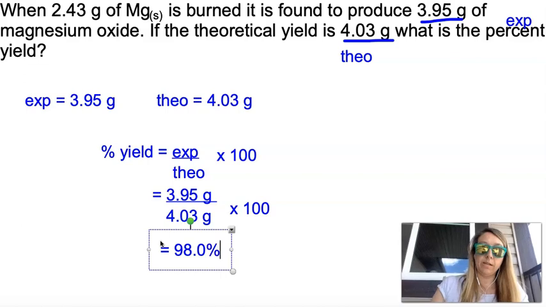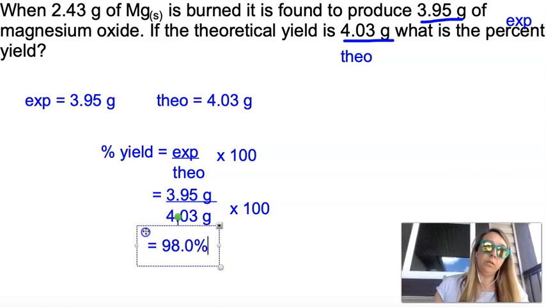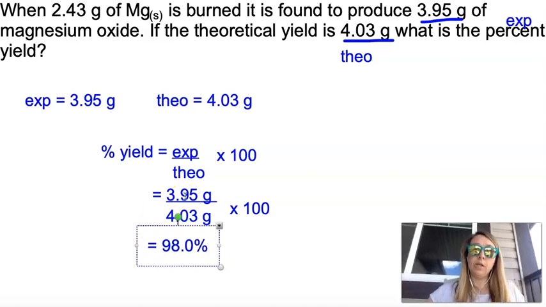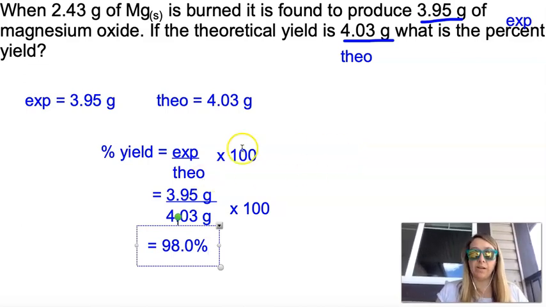98.0%. Okay, so percent yield is not an equation that is given to you. So you do want to make sure that you know how to calculate that.